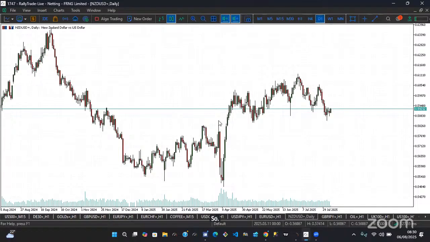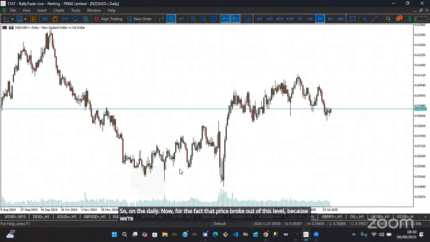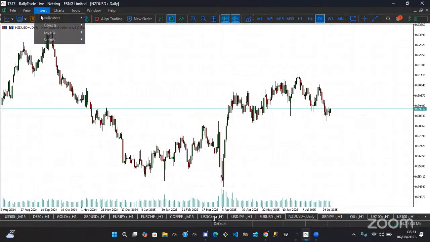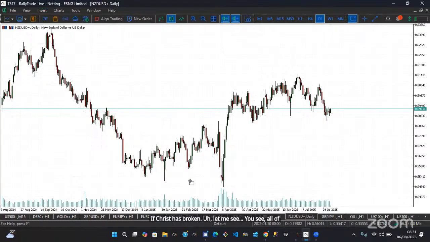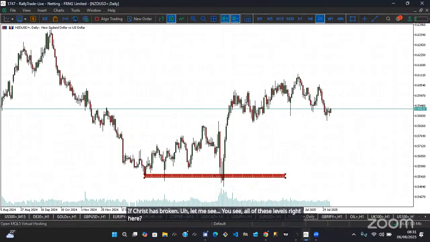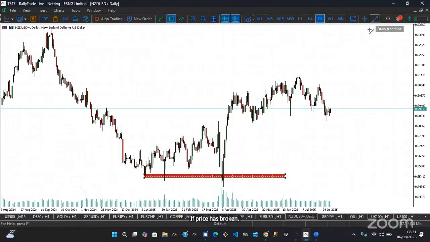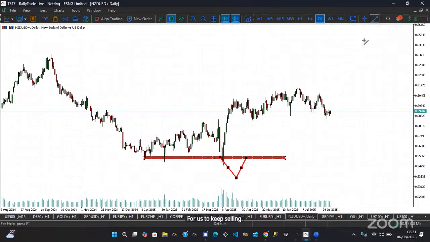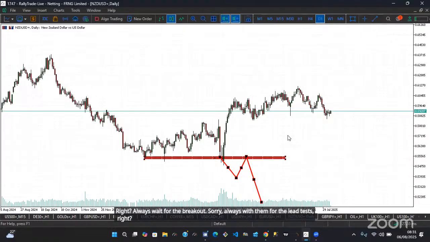So on the daily, now for the fact that price broke out of this level, because we're heading to the downside before, all right? If price has broken, let me say, you see all of these levels right here. If price has broken down like this, all we need to do is to wait for a retest into this level for us to keep selling, for us to have a continuous sell, right? Always wait for the breakout. Sorry, always wait for the retest, right? Always wait for the retest.